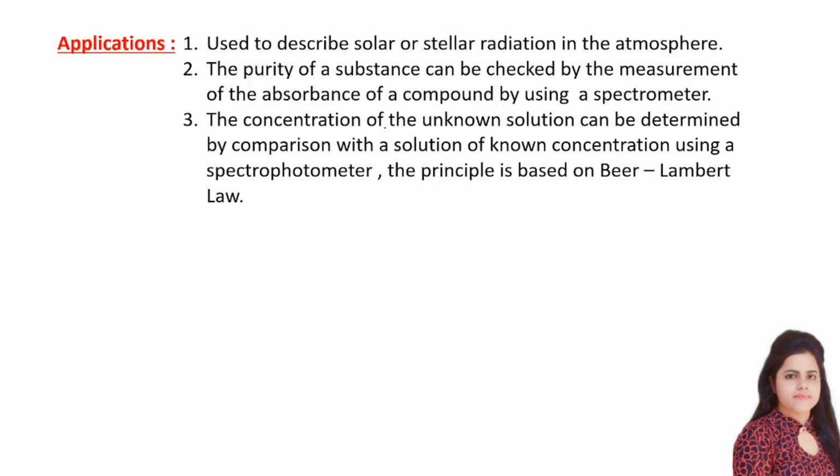Okay. Then third is that if you have two solutions A and B, and for A you have all the details like concentration and other details, but for B you don't know about this solution, that is an unknown solution, and you don't know the concentration also, then by comparison, by using a spectrophotometer you can know about the concentration. This is the third application, that the concentration of an unknown solution can be determined by comparison with the solution of known concentration by using a spectrophotometer, right?